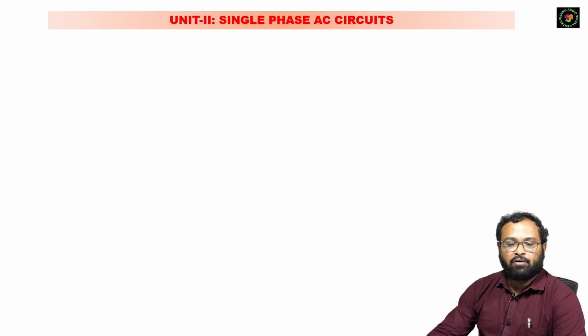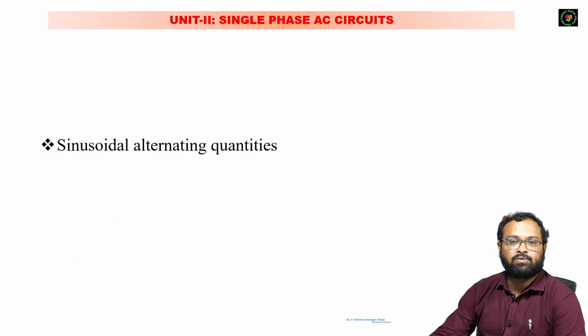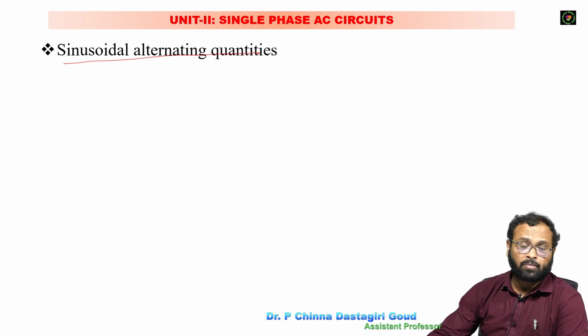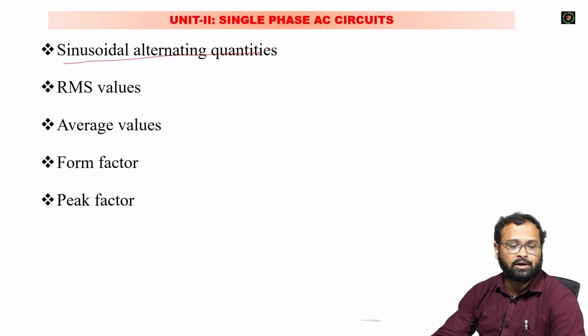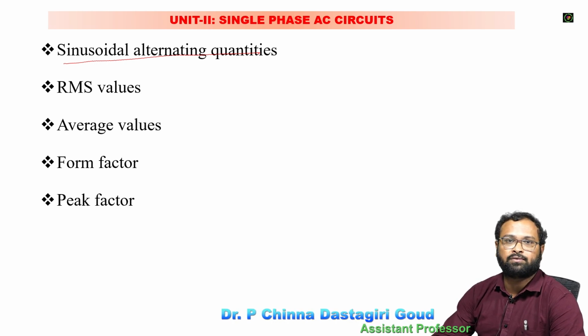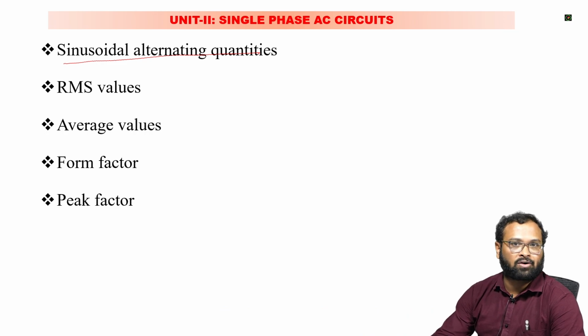In the second chapter, we'll go with the AC circuits, that means alternating circuits. In this one, we'll deal with sinusoidal alternating quantities. What are those things? These alternating quantities have an RMS value, so what is the RMS value and the average value? Then the form factor of that particular AC quantity, and then the peak factor of that.